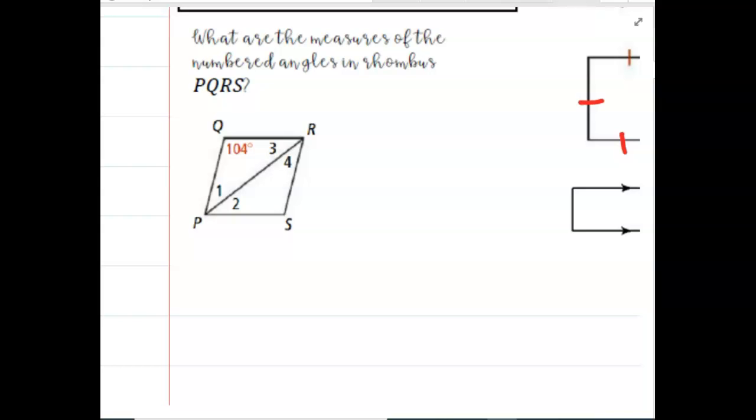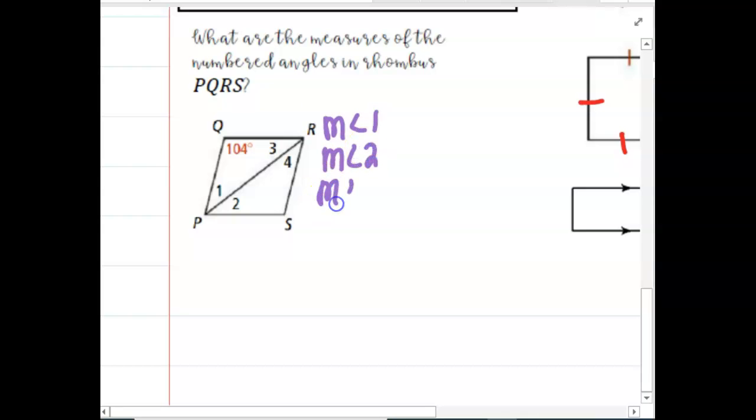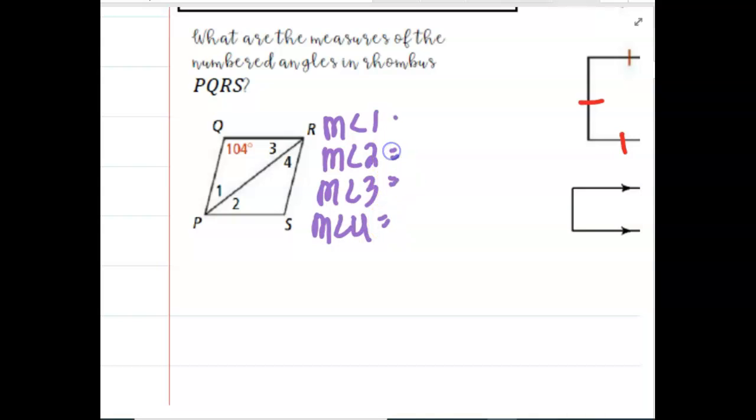Okay, they bisect these angles, right? So this diagonal is going to cut that angle in half and cut that angle in half. So what I'm looking for here is the measure of angle 1, the measure of angle 2, the measure of angle 3, and the measure of angle 4. Now I know angle Q is 104.